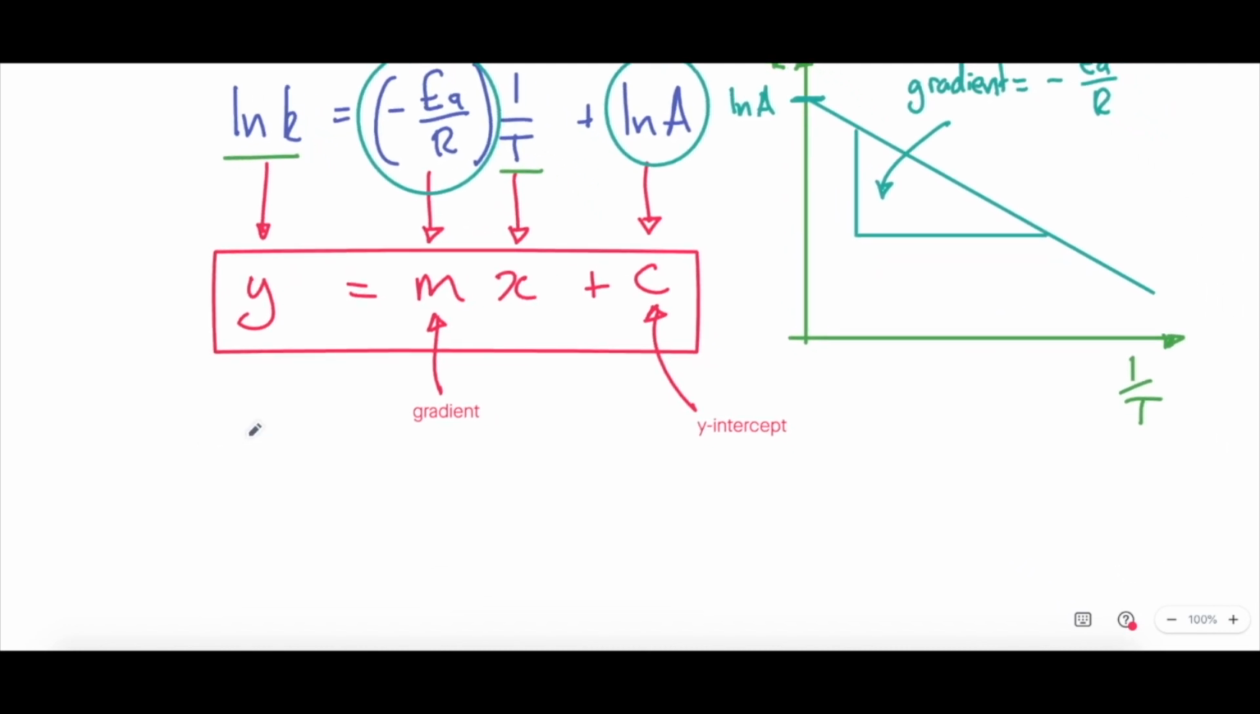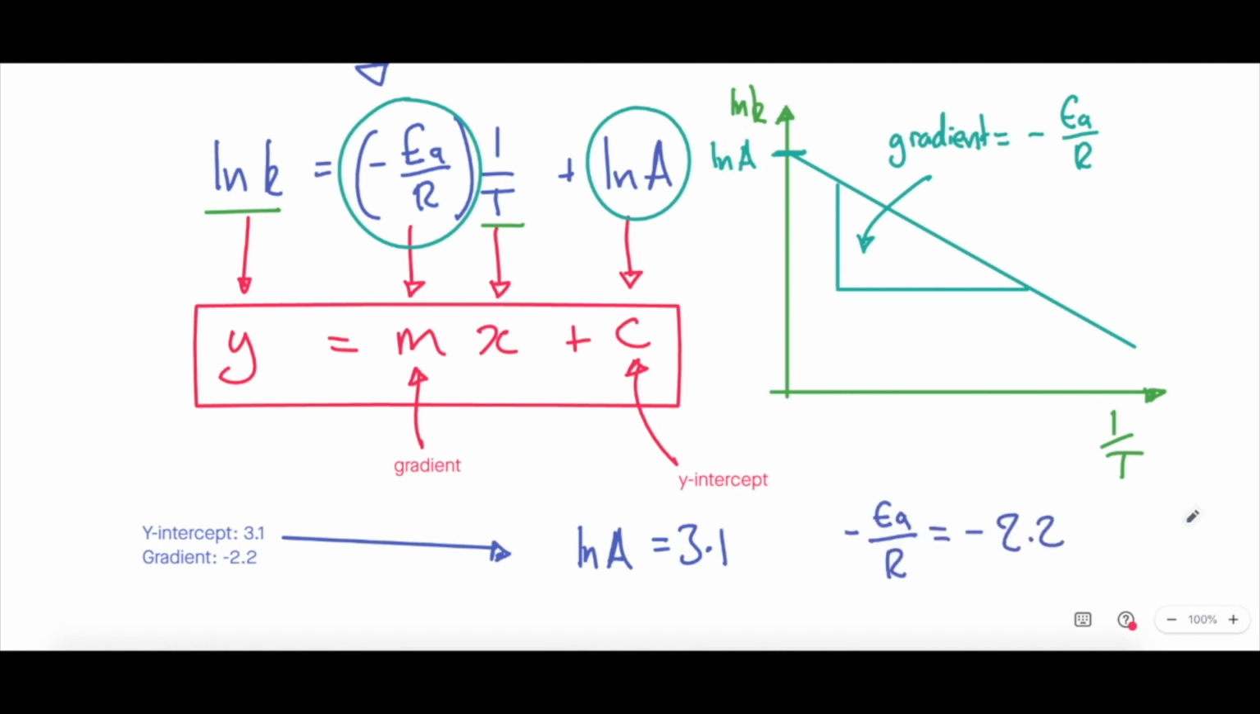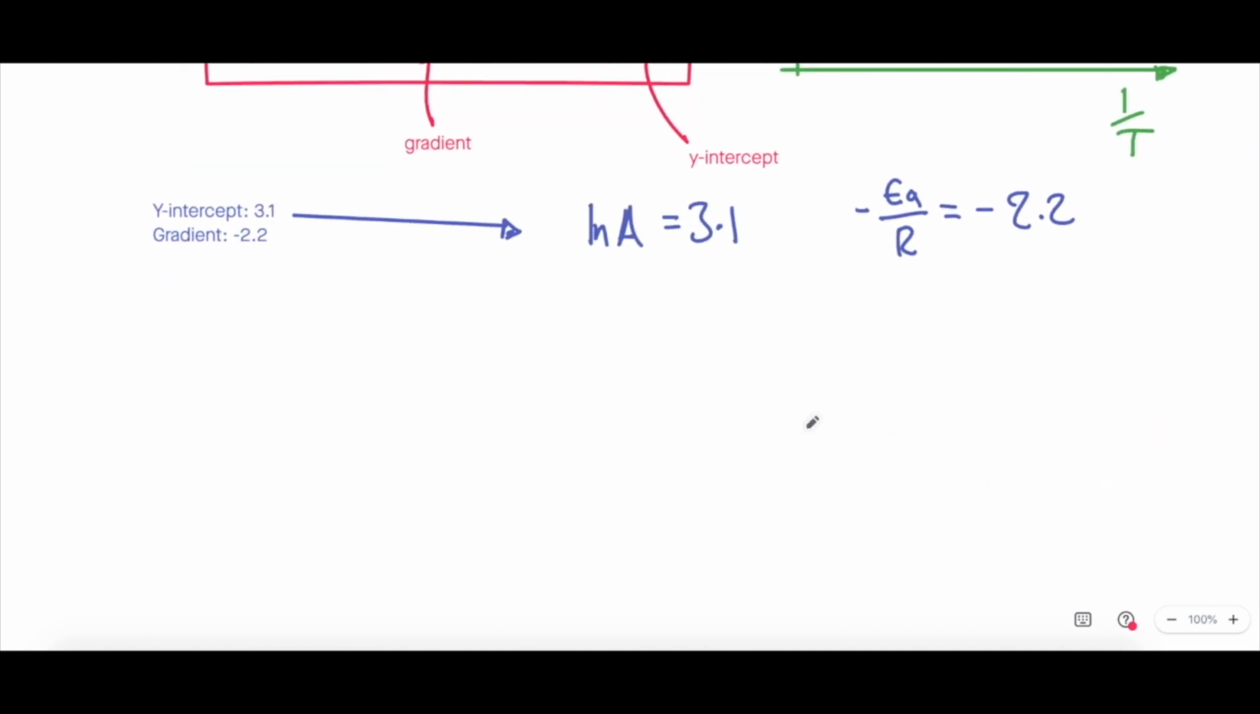So let's say, for example, we plotted a graph and we worked out the y-intercept, where it crosses the y-axis, and we got a value of 3.1. And we worked out the gradient by doing the change in y over the change in x, and that gave us minus 2.2. So from that, we can say that ln A is 3.1 because that's the y-intercept, and minus activation energy over R is equal to minus 2.2 because that's our gradient. And from that, you can calculate the Arrhenius constant and the activation energy.